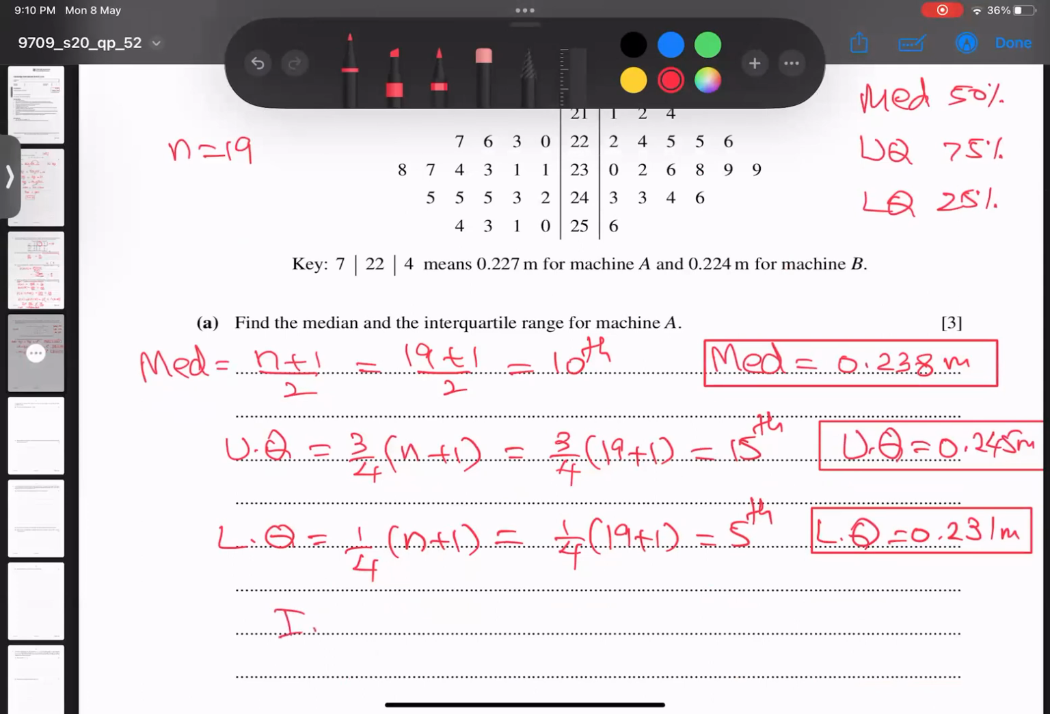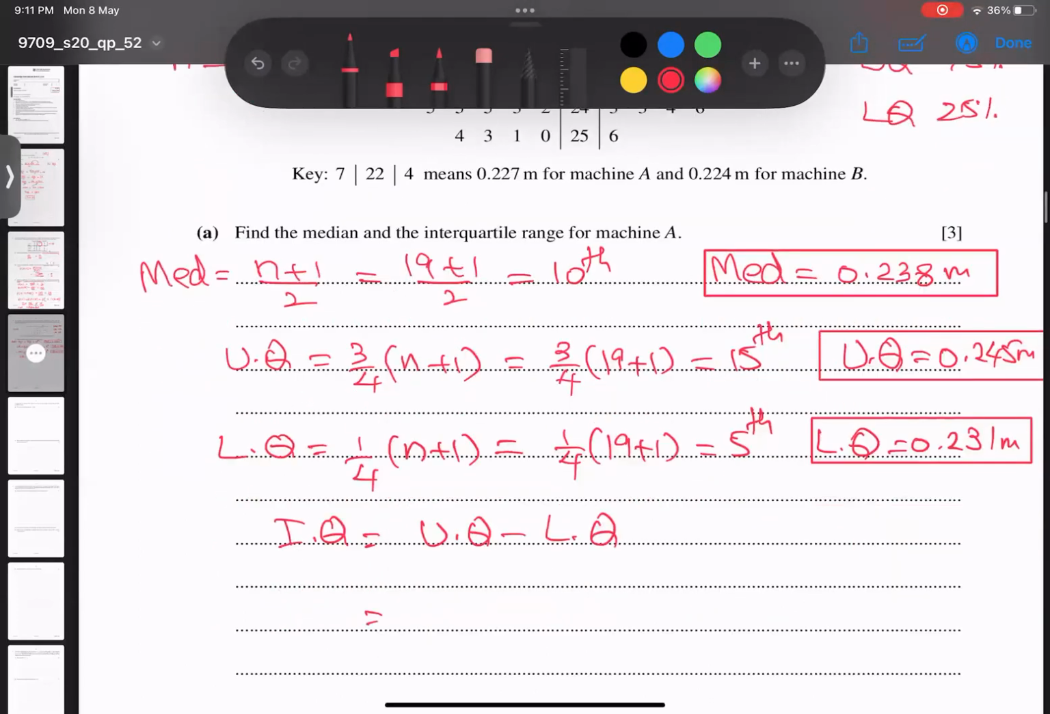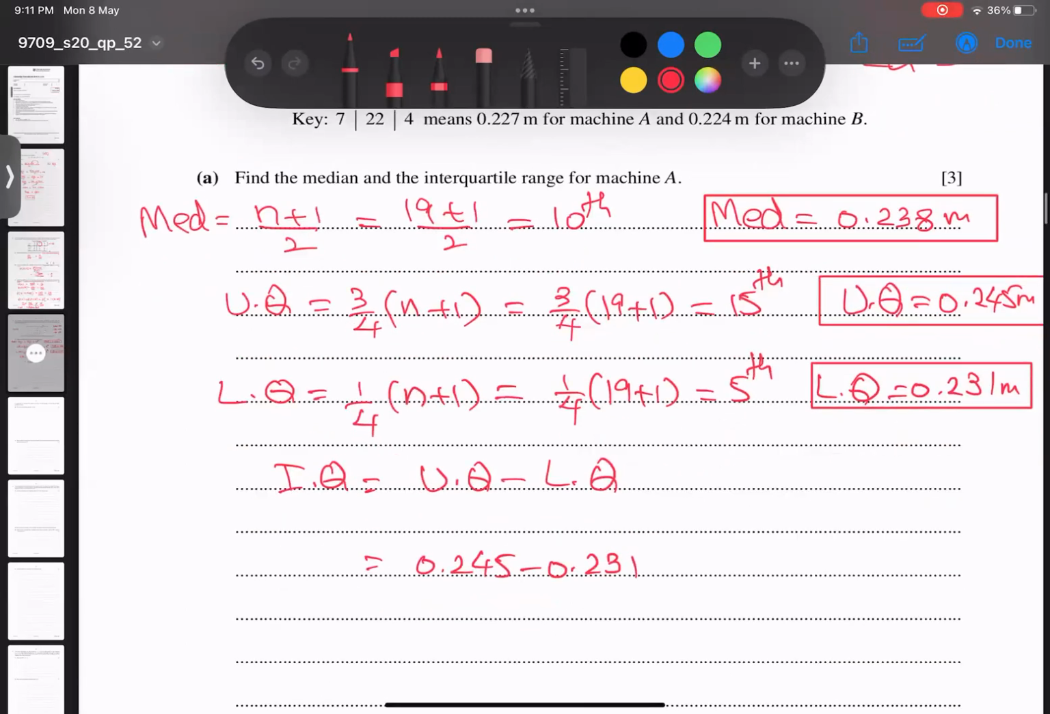And now the interquartile range. What is interquartile, students? Interquartile means upper quartile minus lower quartile. And if I subtract the upper quartile 0.245 minus 0.231, students, finally I'm getting the answer 0.014 meters. So the interquartile range is over. All right. And let's go for the next part.